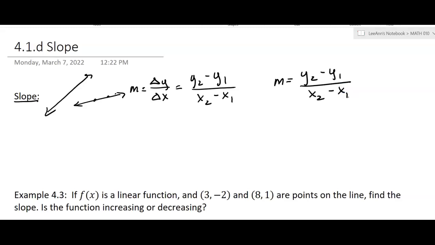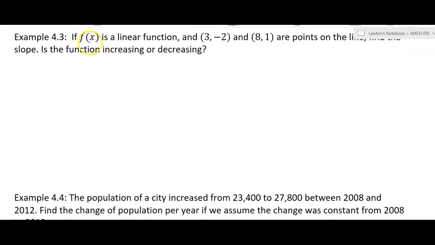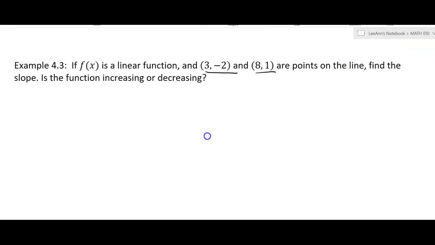Anything else I want to say about slope? Well, if I do, it'll come up in the examples. All right. So if f of x is a linear function, and we have these 2 points, (3, negative 2) and (8, 1), they're points on the line, find the slope. Is the function increasing or decreasing? I usually tell students, go ahead and label your points. And I always make the first one the first point. So x sub 1 and y sub 1, and the second point, x sub 2 and y sub 2.